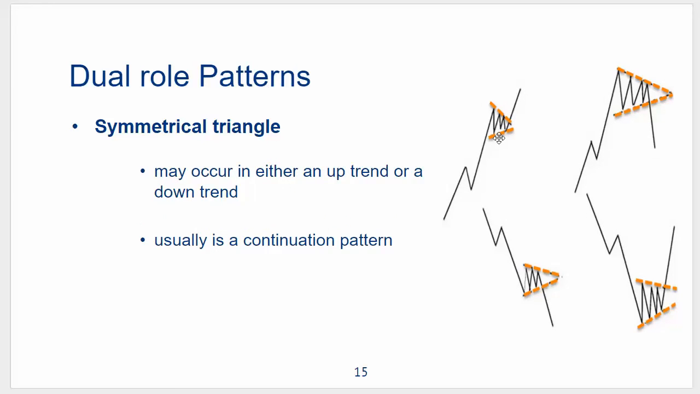Now, just remembering that symmetrical triangles can either form in an uptrend or a downtrend, and here we see on the top in these diagrams them in an uptrend as a continuation or a reversal pattern, and then in a downtrend here on the bottom as a continuation or a reversal pattern. They tend to be continuation patterns, however, these symmetrical triangles. They tend to continue the trend that was forming prior to the formation of the congestion area, but not always.